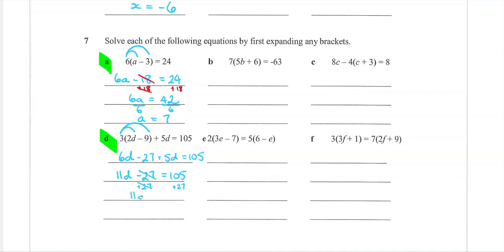So 11D equals 132, is that? Yes? And then, last step, divide by 11. So D equals 12.